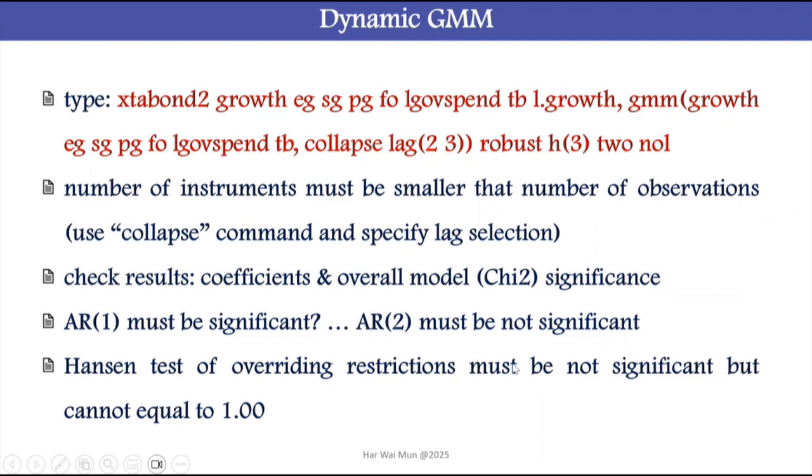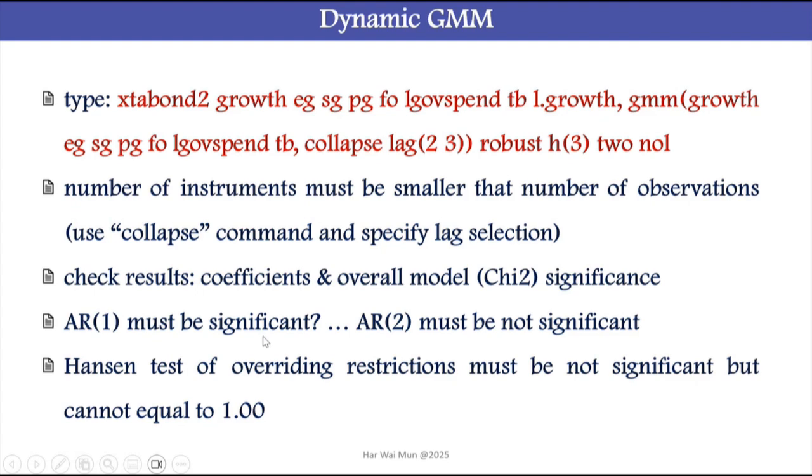Okay, then the overall chi-square must be significant. And of course, for dynamic GMM, you have some technicalities that we are going to check later on. You're going to check the AR1. Later we will see the result. AR1 means auto-regressive 1, right? That means whether your original equation has auto-regression or not. So AR1 must be significant.